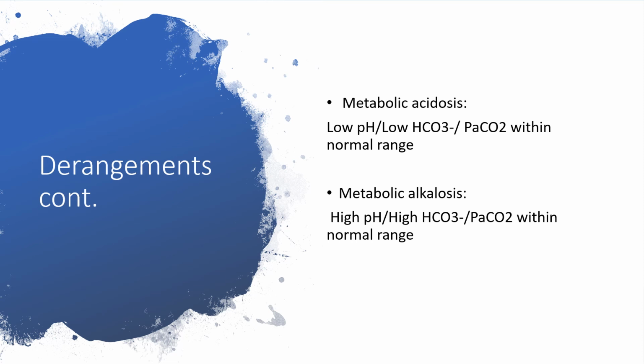In metabolic acidosis, we're going to look at the pH first, and the pH will be low. Then we'll check the bicarbonate. What is making it low? The bicarbonate will also be low. Then we'll know this is pointing to metabolic acidosis. What will happen to CO2 if there's no compensation? The CO2 will be within normal range. In metabolic alkalosis, there will be high pH, high bicarbonate, and PCO2 will be within normal range.